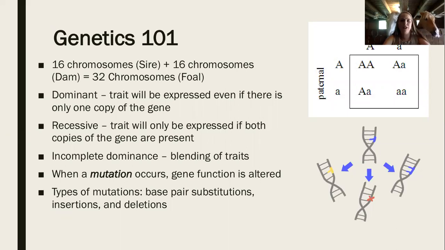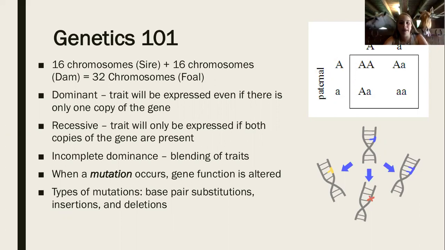Another term we'll cover in this presentation is incomplete dominance, which means that the traits will blend. The textbook example we learned in genetics was the white flower and the red flower that come together to make the pink flower as it's blending. So red, white make pink.